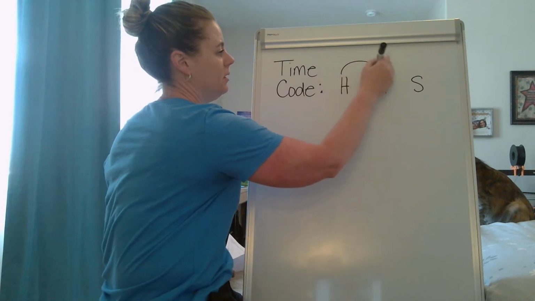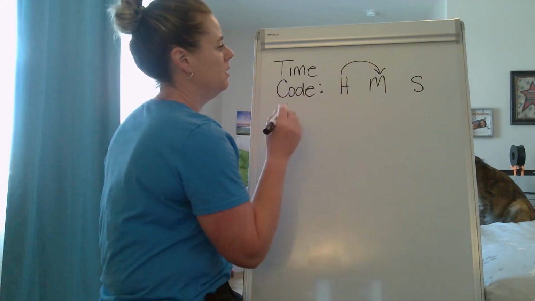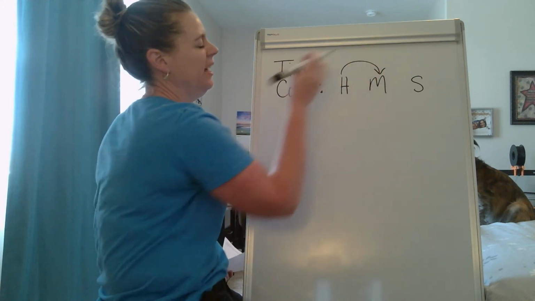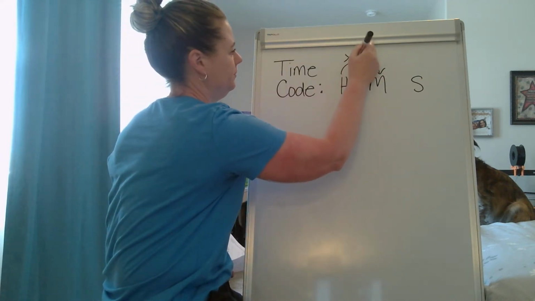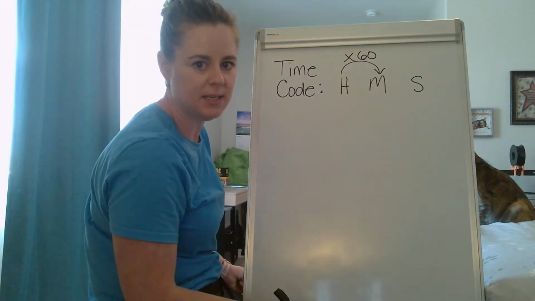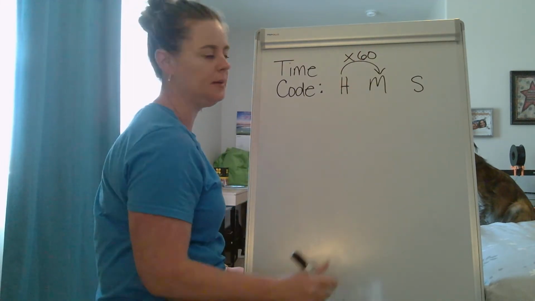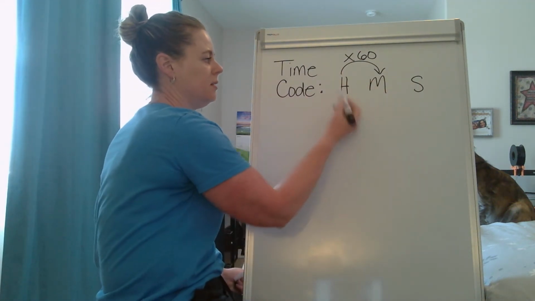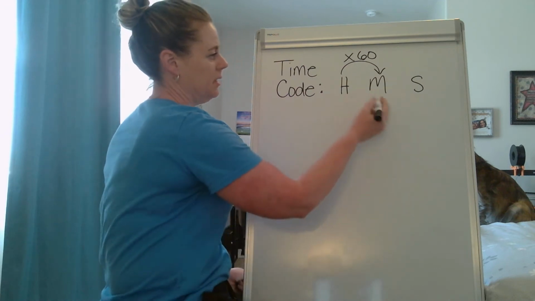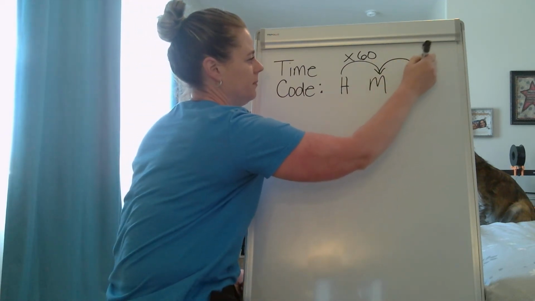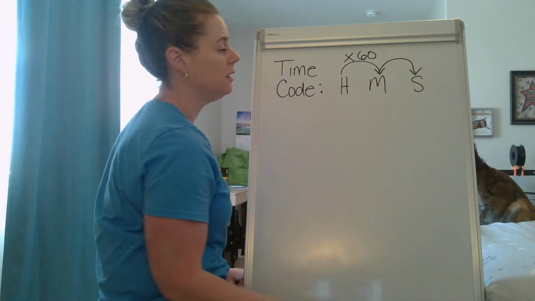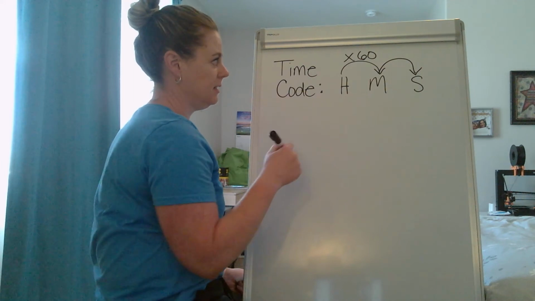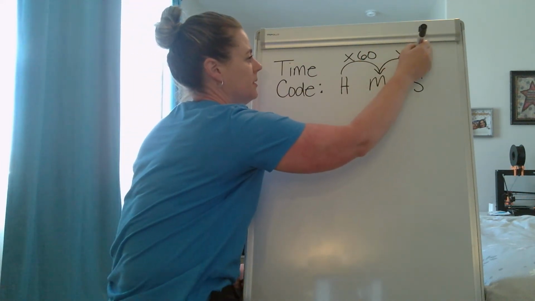So an hour to the minute, we're going to multiply by 60. Okay, so going from an hour to a minute, because there's 60 minutes in 1 hour. Now going from minute to second, there are 60 seconds in 1 minute. So you're going to go times 60.